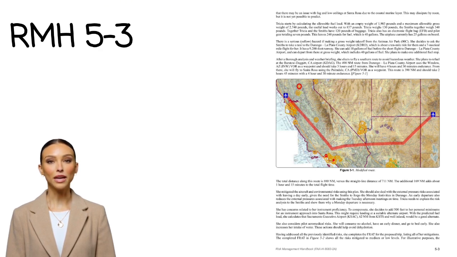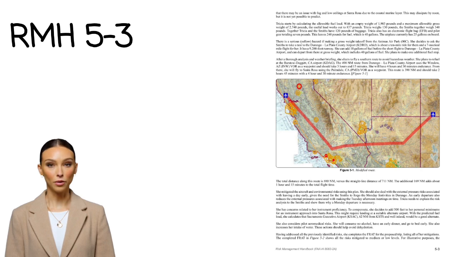Tricia needs to explain the risk analysis to the Smiths and show them why a Monday departure is necessary. She has concerns related to her instrument proficiency. To compensate, she decides to add 500 feet to her personal minimums for an instrument approach into Santa Rosa. This might require landing at a suitable alternate airport.